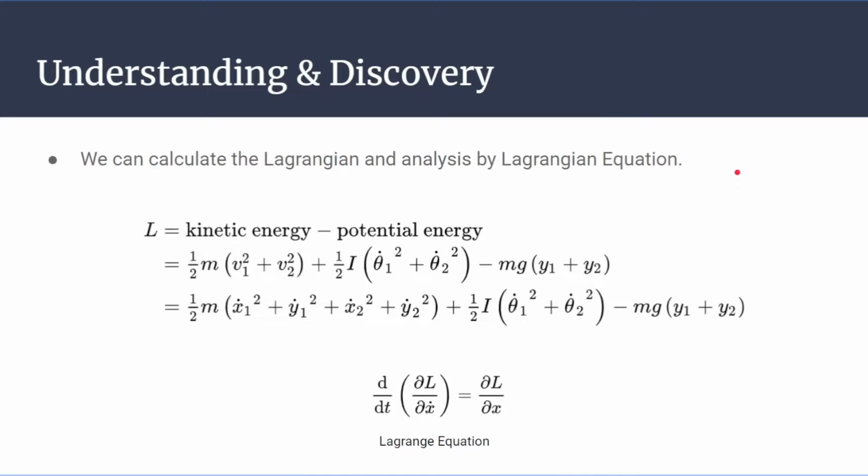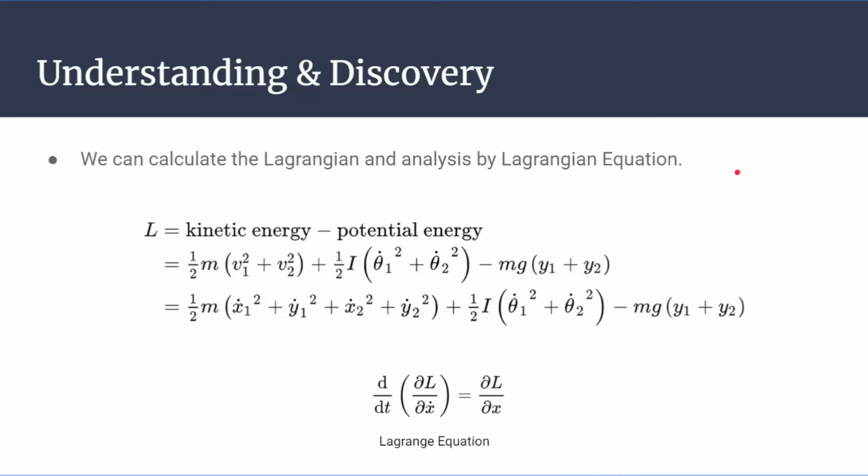Then let's start analyzing our system. To simplify the equation, we assume two mass points have the same mass. Next, we introduce Lagrangian mechanics to our system. By the basic assumption of Lagrangian mechanics, we have to calculate the Lagrangian of the system, which is defined by kinetic energy minus potential energy. So we will yield the following equation here.